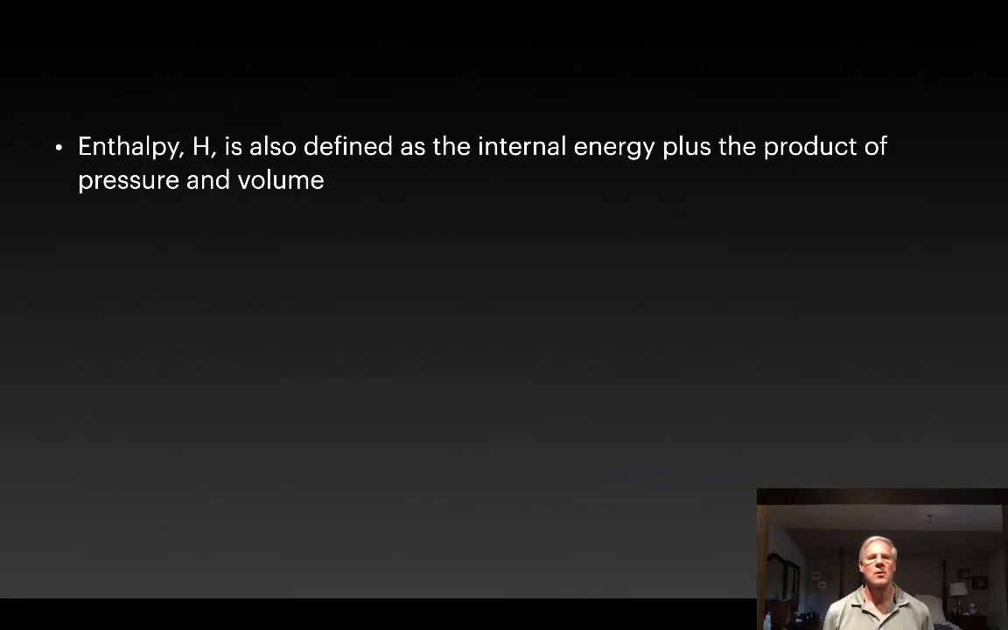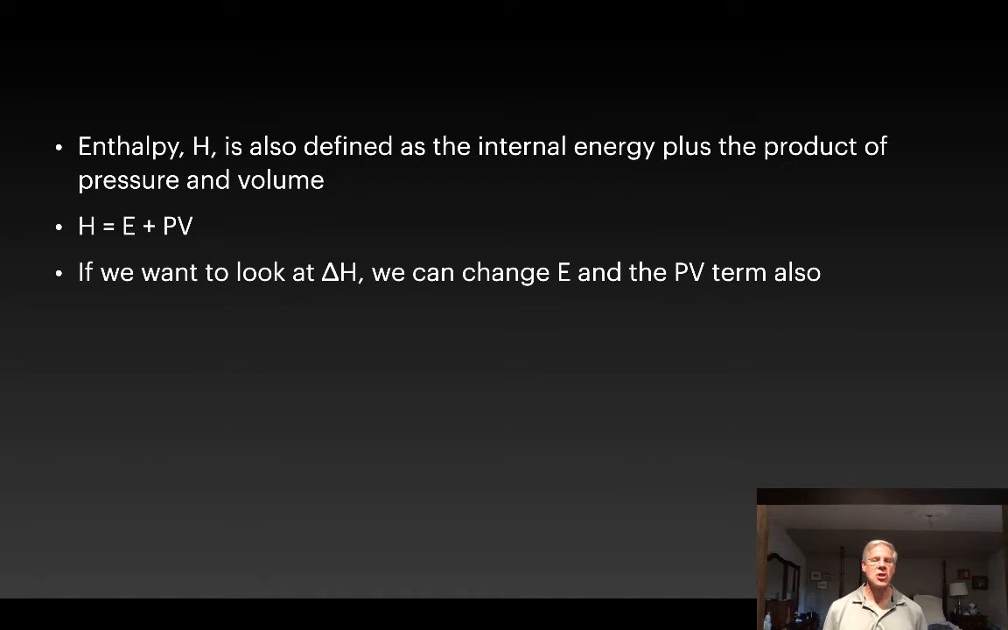Another way of defining enthalpy is as the internal energy of the system plus the product of pressure and volume. So we can say that H is equal to E plus PV. Now again, we're not usually worried about the enthalpy itself, H. What we are normally worried about is the change in enthalpy. So we're looking at delta H. And so if we're looking at delta H, we can change the E to a delta E and the PV term as well.